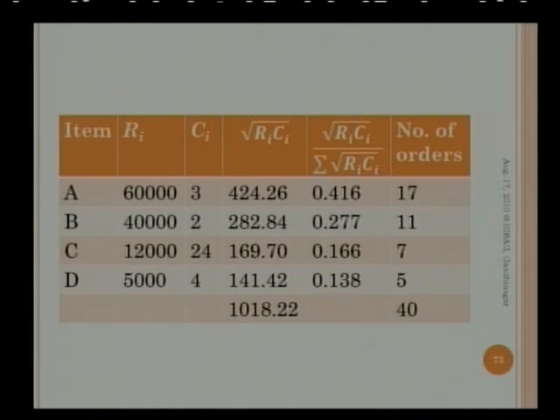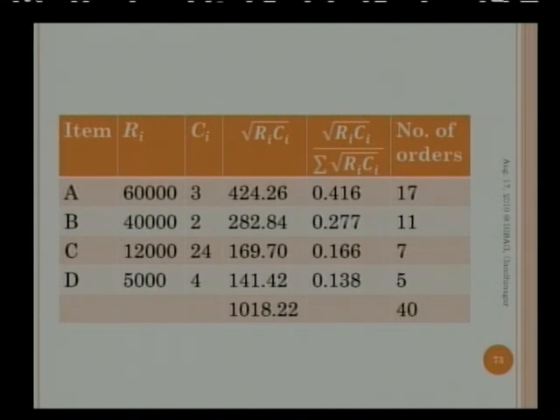You have items; first, second and third column is the given data. Fourth column is you can just multiply R_i C_i and take its square root. Sum it up, that is 1018.22, that is the last horizontal row.